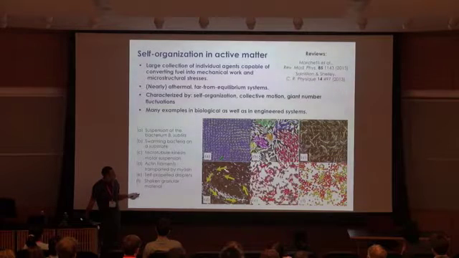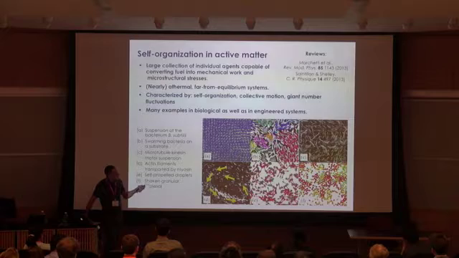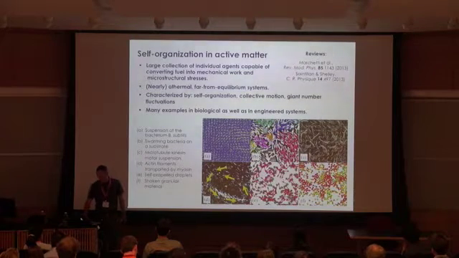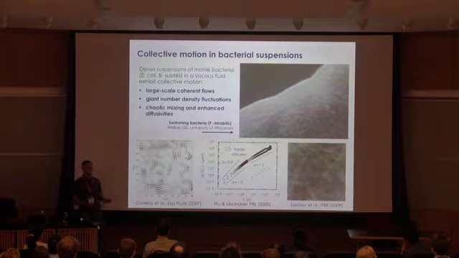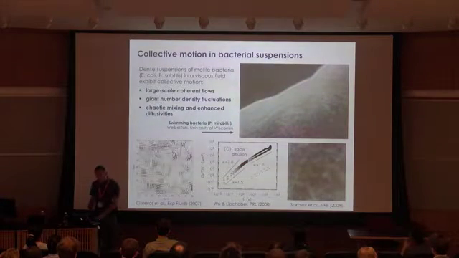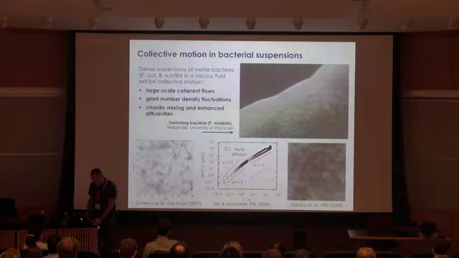So these are just a few pictures of some examples of such systems, but we're primarily going to be thinking about these two, A and B here, which are bacteria. There's a lot of work that's been done looking at the collective motion in bacterial suspensions in the bulk, and these are some observations that have been made.